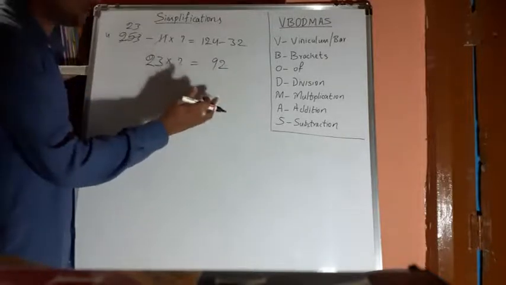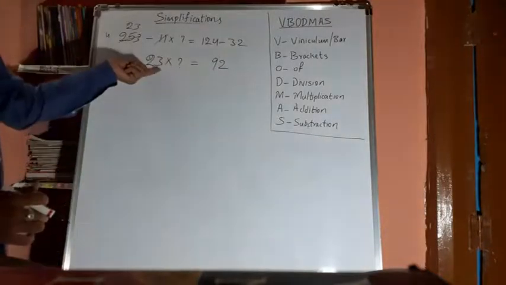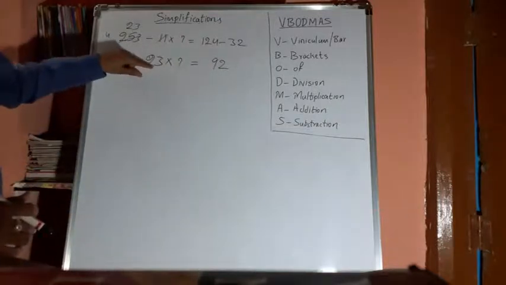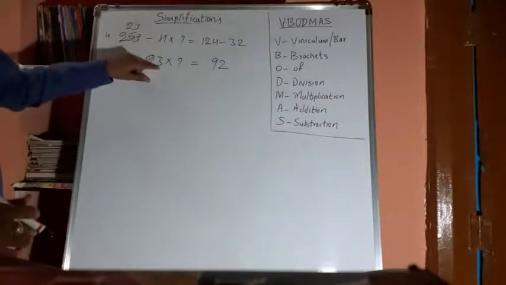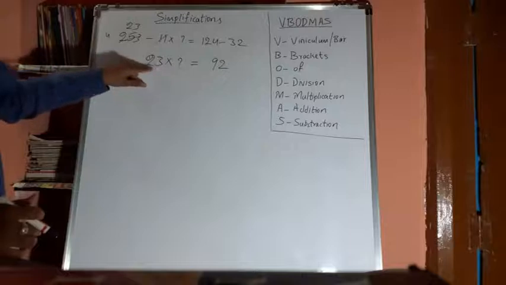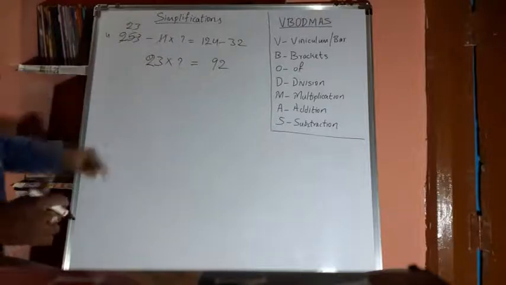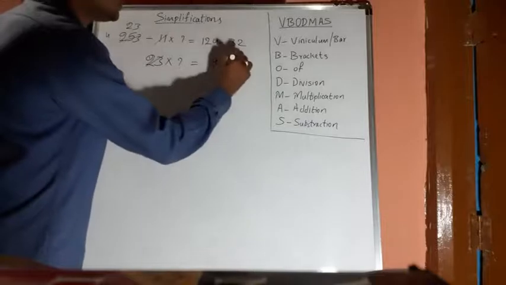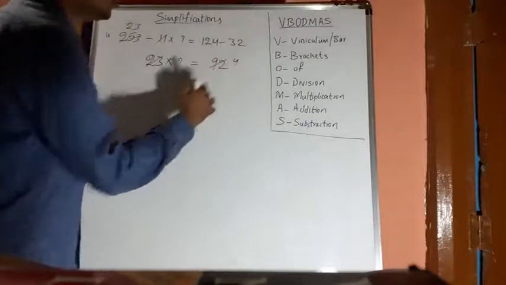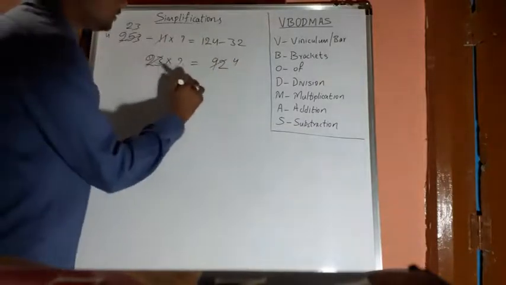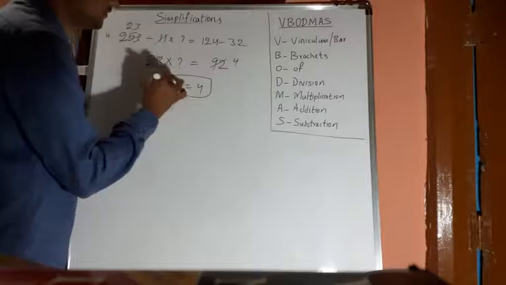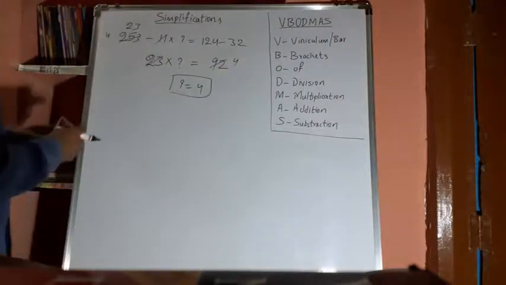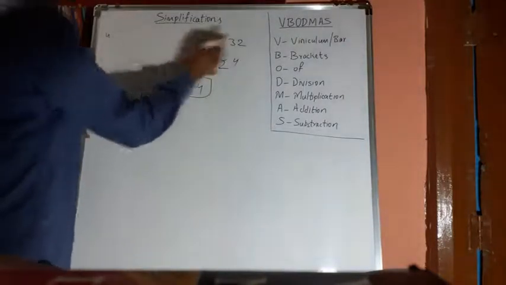3 4 is 12, right? So try to cancel this 23 with 4. Check, multiply 4 to this 23, how much will you get? 4 3 is 12, 1 left, 4 2 is 8 plus 1 is 9. So 92. This is how you have to do, friends. These are the simplification tricks, right? So the question mark will be 4. Understood?